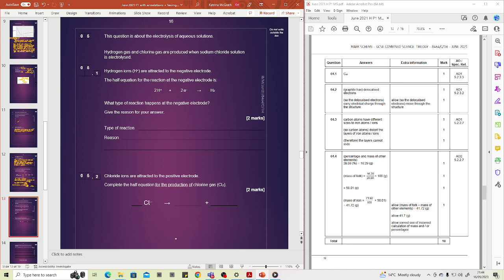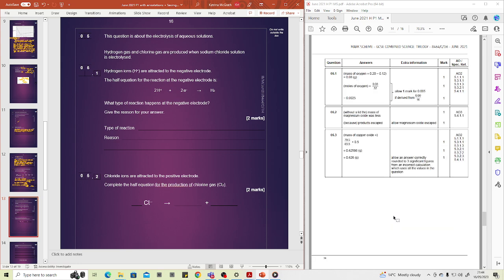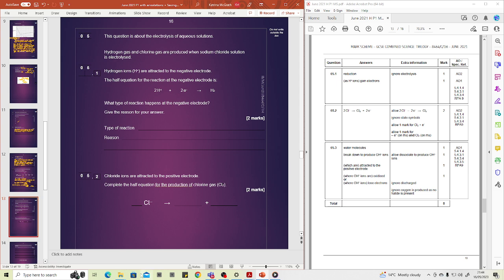Okay, question 5, electrolysis. Hydrogen gas and chlorine gas are produced when sodium chloride solution is electrolyzed. So let's just make sure that we know what ions are going to be present. It's sodium chloride solution, so we have Na+ in there, we have Cl- in there, we have H+ in there, and we have OH- in there.